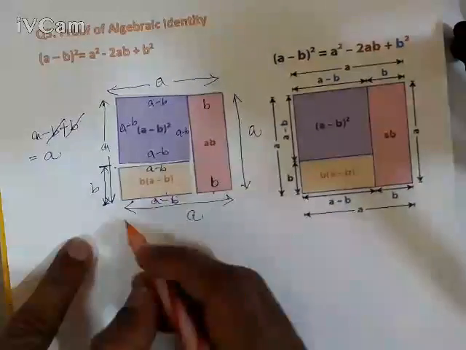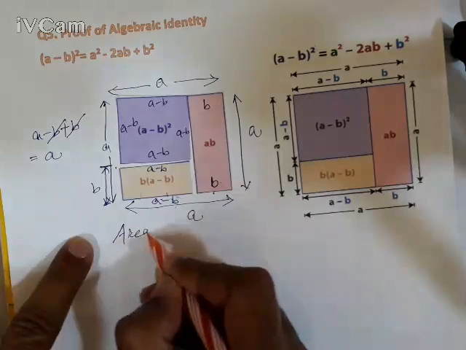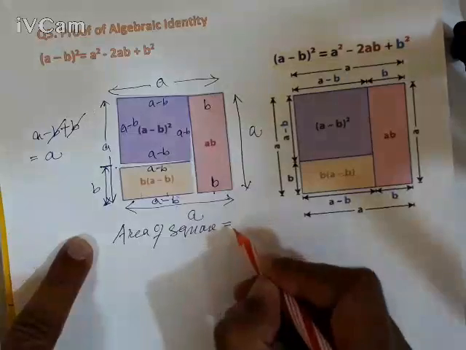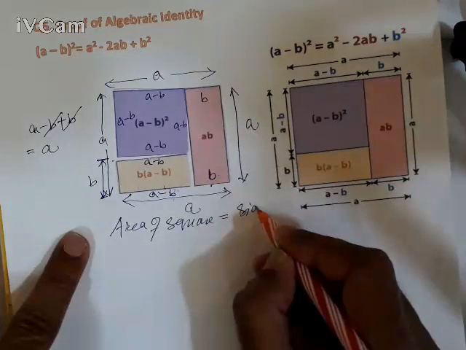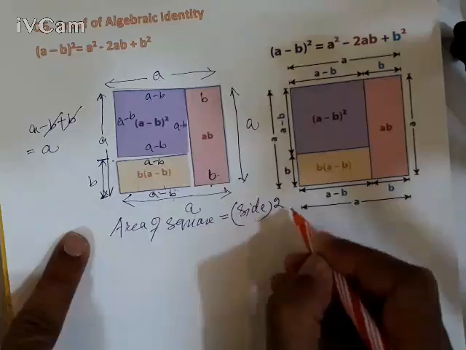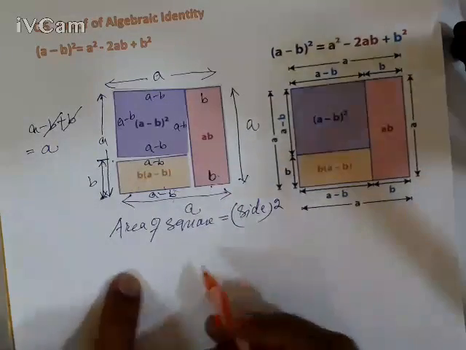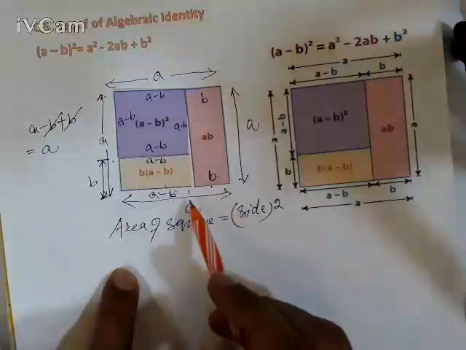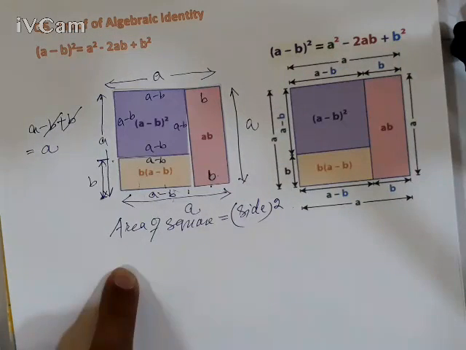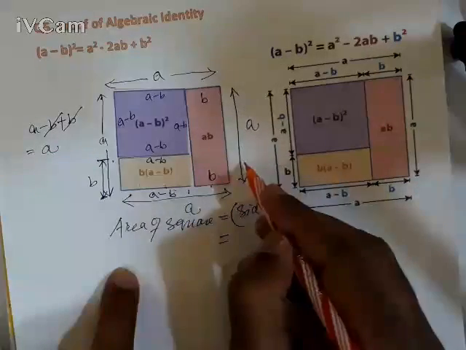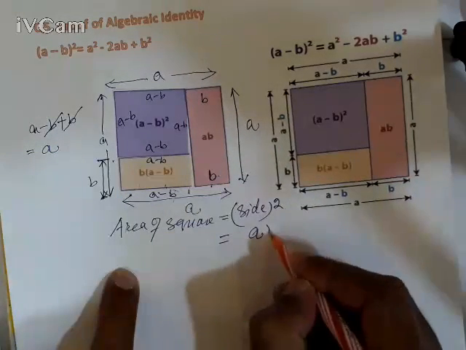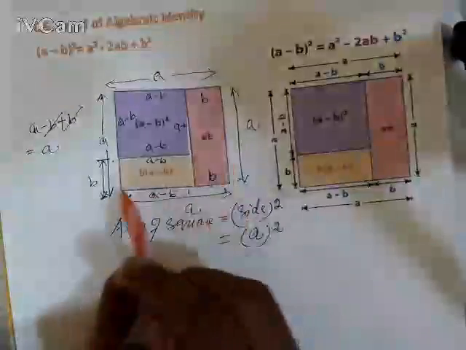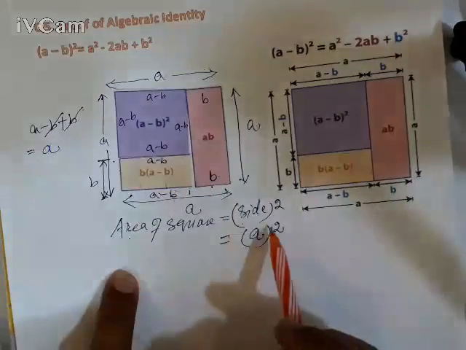Now as we know that area of square is equal to side squared, this is the formula of area of square, and we know that this complete shape is a square and all the sides of this square are a, so we will substitute over here. So area of square is equal to a square.